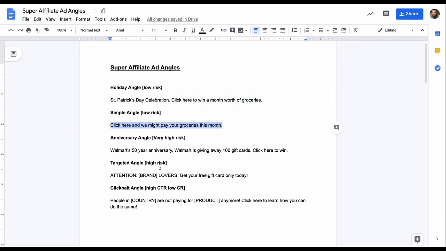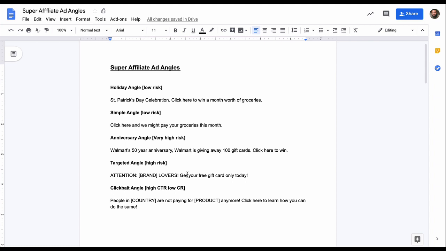But now you need to be smarter and see how you can merge maybe a simple angle with an anniversary angle, or a targeted angle with a simple angle, or a holiday angle potentially with a targeted angle. And see how you can merge between 2 and 3 angles together to make a new angle, and how you can utilize that angle at different times during the year.